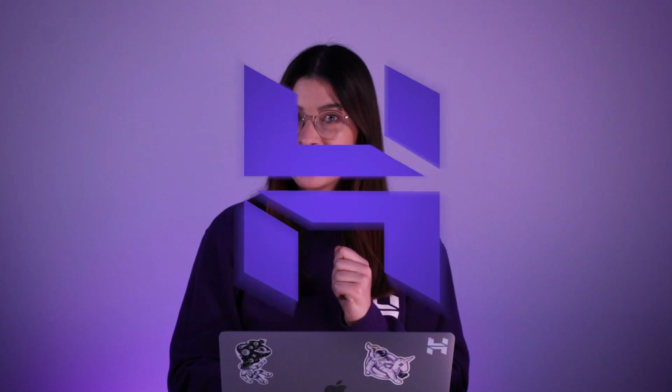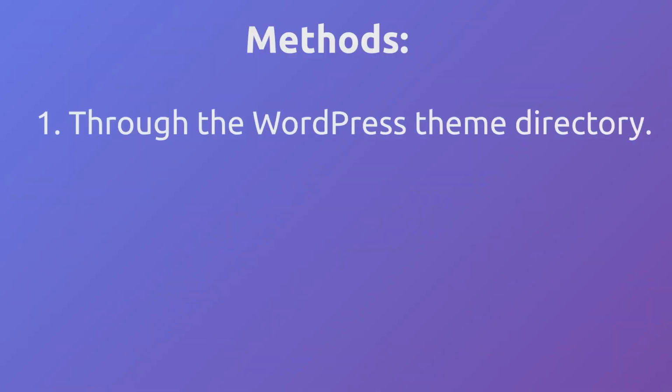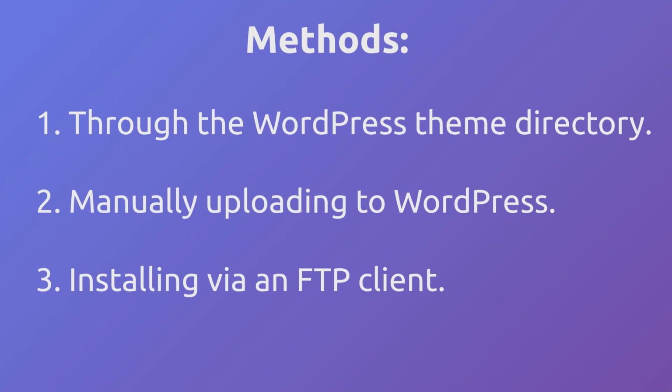There are a few methods you can choose from to install your theme, but don't worry, it's not complicated at all. I'm going to show you all of them so you can decide which one you will use. So the first one is through the WordPress theme directory. The second one is manually uploading to WordPress. And the third one is installing a WordPress theme via FTP client.